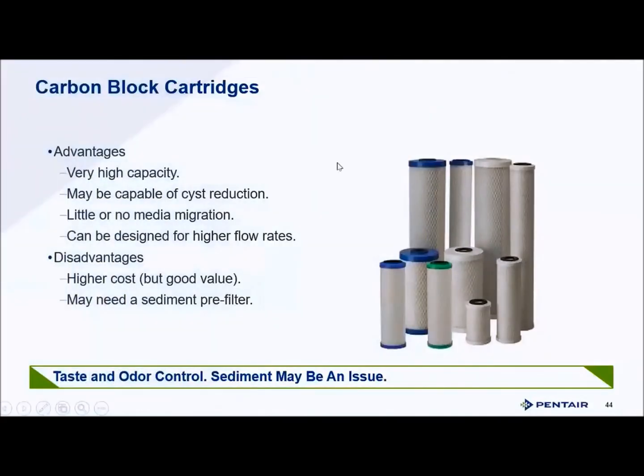Now, extruded carbon blocks, we have lots of those. The advantages of them, they're high capacity. They may be capable of cyst reduction. I don't recommend it because these plug too quickly. If you're going to use a cyst-rated carbon block, you need a pre-filter in front of it. Little or no media migration. Why? We're holding everything together with binders, and can be designed for higher flow rates up to 2 to 5 GPM. Higher cost, but good value.